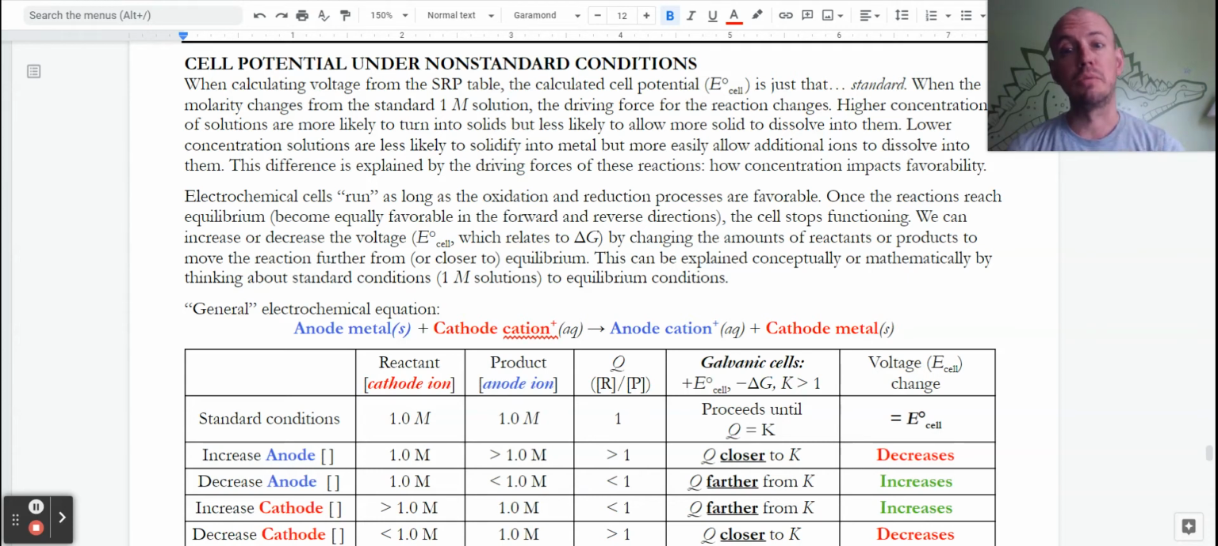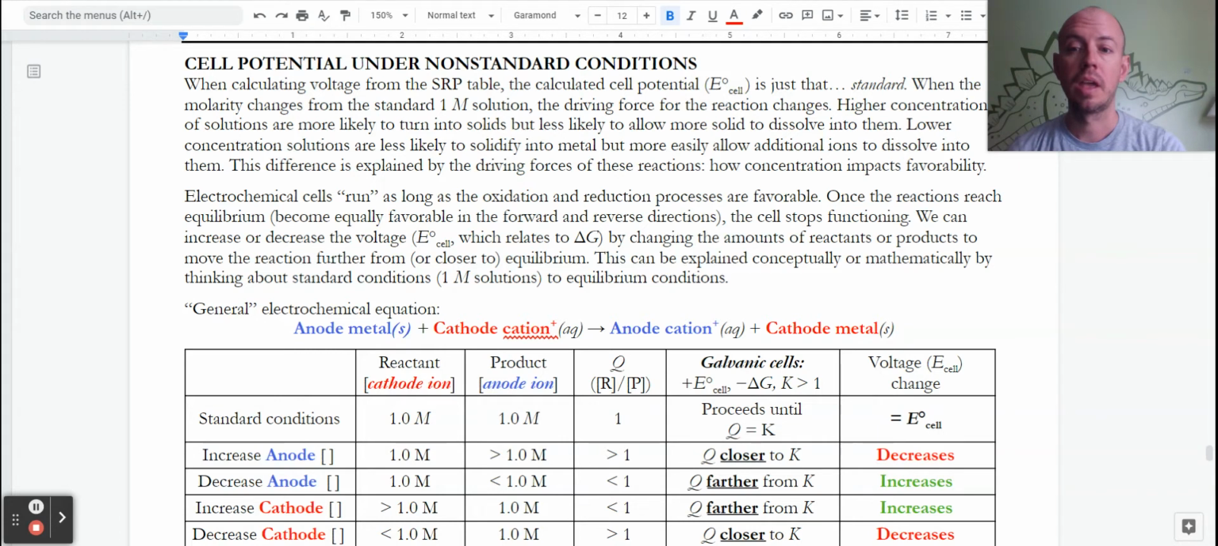And we also need to remember that as reactions occur, the molarity of those things change. We produce more of one ion and consume the other ion. So we need to understand, as the concentrations are changing, what's happening to my voltage or my cell potential.